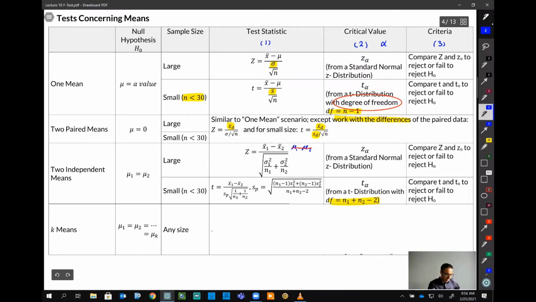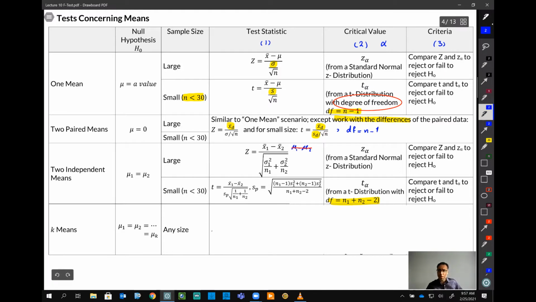Here, your degree of freedom, in this scenario, is still n minus 1. Although you have two sets of data, it is n minus 1. Why? Because we are working with just one column of data, which is the differences. So this is what we had so far, and I hope it's clear.